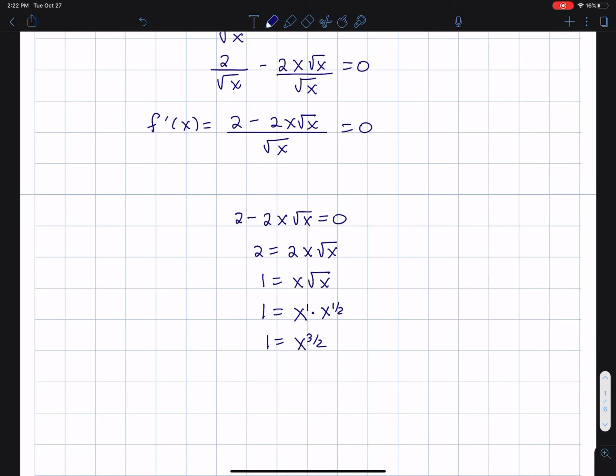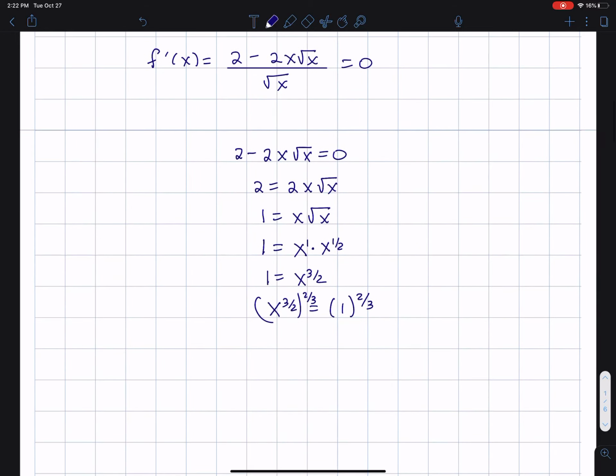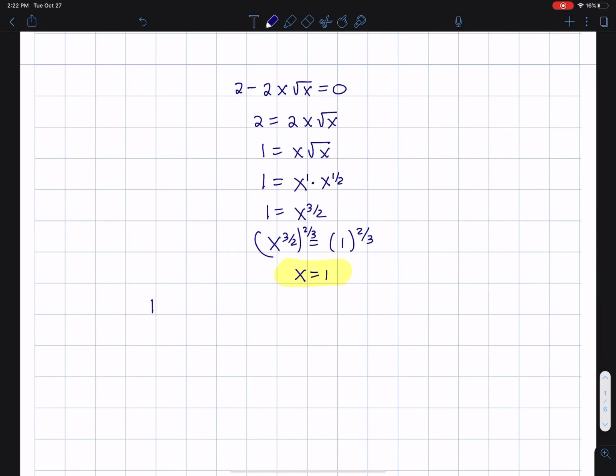It wouldn't be -1 either. So let's look at what I'm doing. I'm going to take x to the 3/2 equals 1, and raise both sides to the 2/3 power. And that gives x equals 1. Maybe you wouldn't even have to do that step. So in summary, 1 is in the domain of the original function. So the critical numbers are x equals 0 and x equals 1.